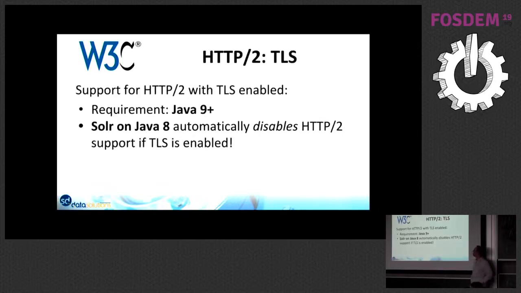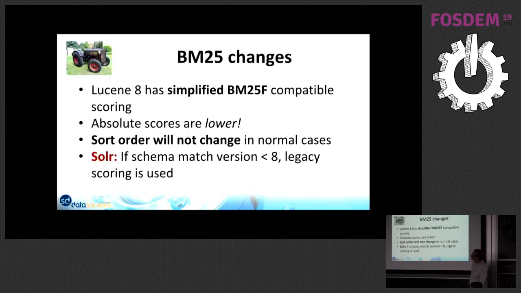There's one other thing: if you want to have TLS, that means encryption, you are required to use Java 9. And if you start Solr on Java 8, it will automatically disable HTTP2 if you want to have an encrypted connection. There are also some changes in BM25 the Solr users need to know about. Absolute scores will be lower, but this will not change the sort order in normal cases. But if your schema match version is smaller than 8, legacy scoring is used.